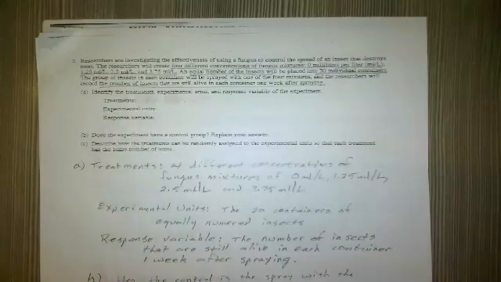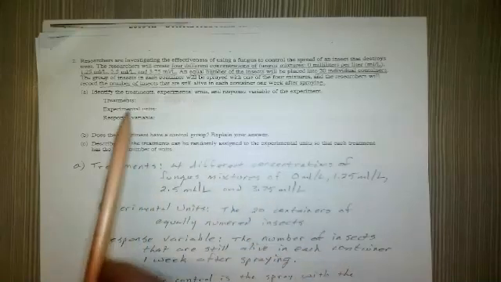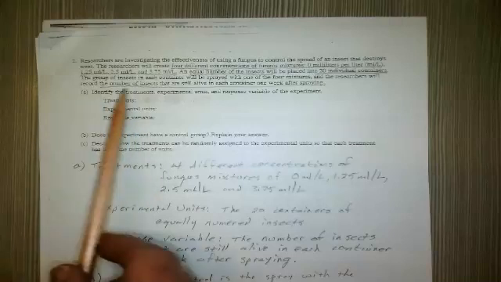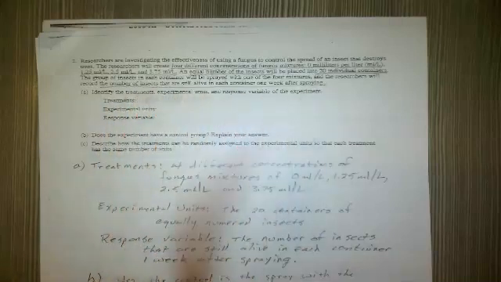The group of insects in each container will be sprayed with one of the following mixtures, and the researchers will record the number of insects that are still alive in each container after 1 week of spraying. I've written my answers down here at the bottom. First, part A asks to identify the treatments, experimental units, and response variable.